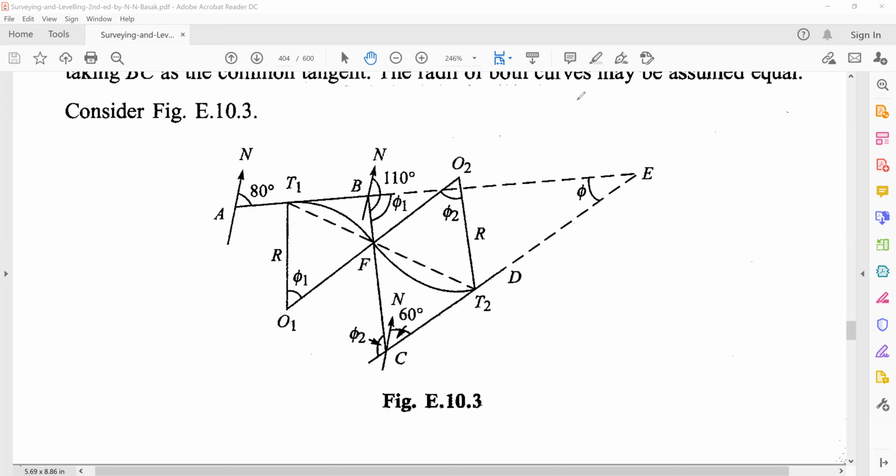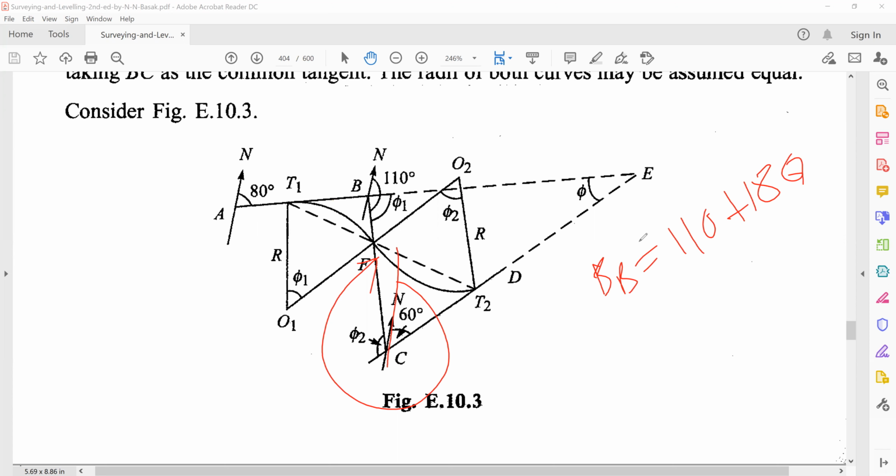Similarly, for phi 2, what we are given is this 60 degrees, which is the forebearing of the side CD. And what we can do is make use of the back bearing of the side BC. Now, if you extend this line over here, the back bearing of the line BC would become this value. And what would this be? The forebearing is 110 and the difference is 180. So the back bearing would become 110 plus 180, which would give us this angle over here.